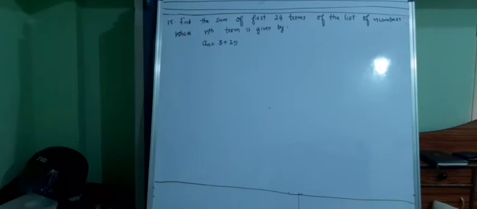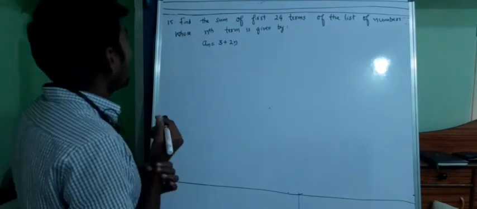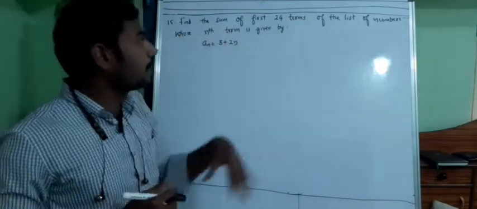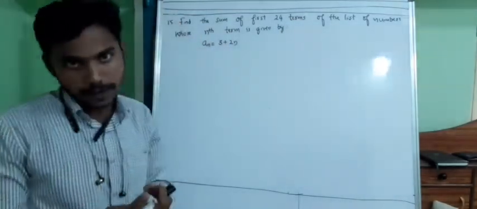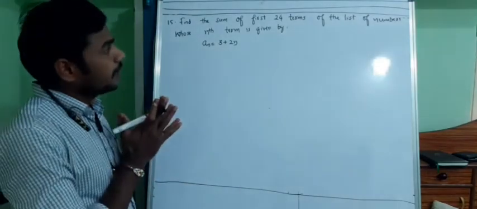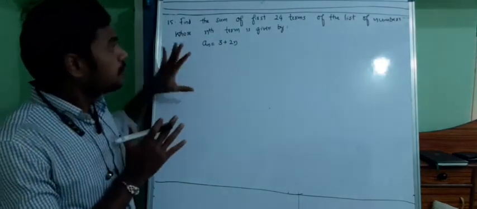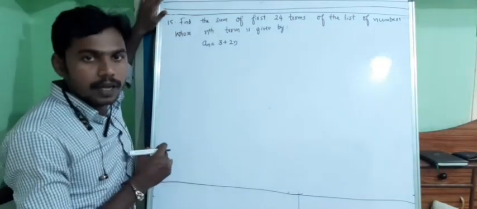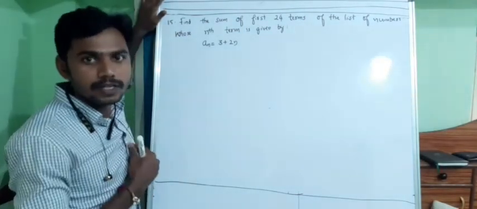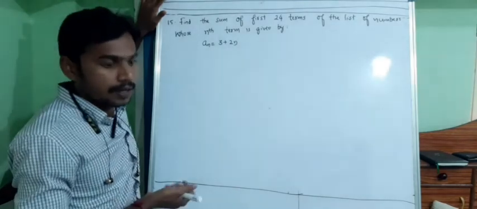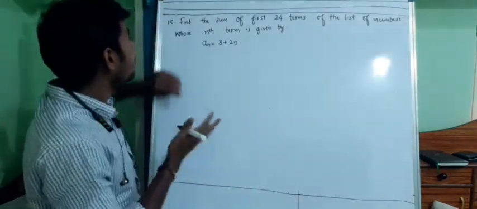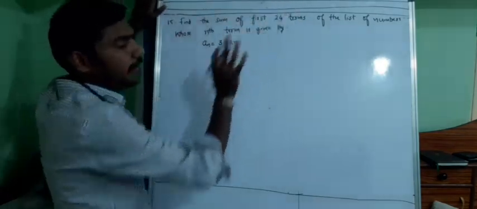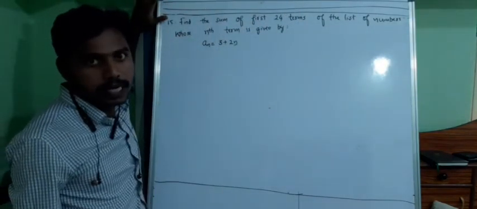Next, 15th example. In that, find the sum of the first 24 terms of the list of numbers whose nth term is given by an is equal to 3 plus 2n. In the earlier problem, the first term and the series were given to us, and we used to calculate the sum of terms. But here, only an is given and they are asking us to find the sum of 24 terms. At that time, what we need to do?